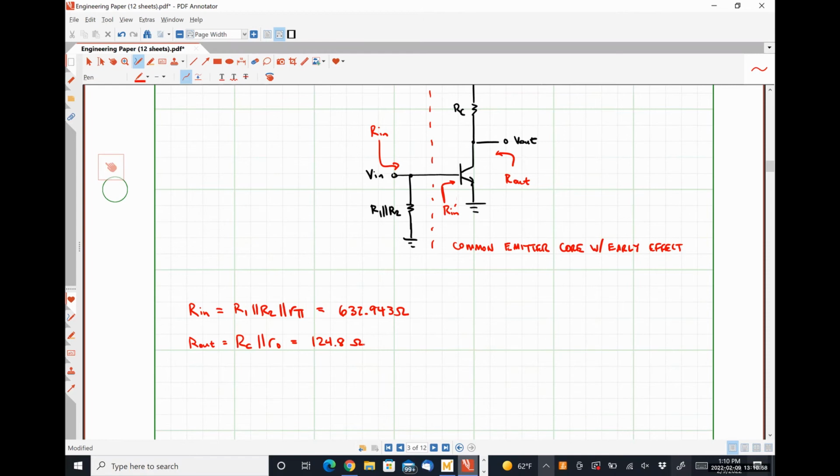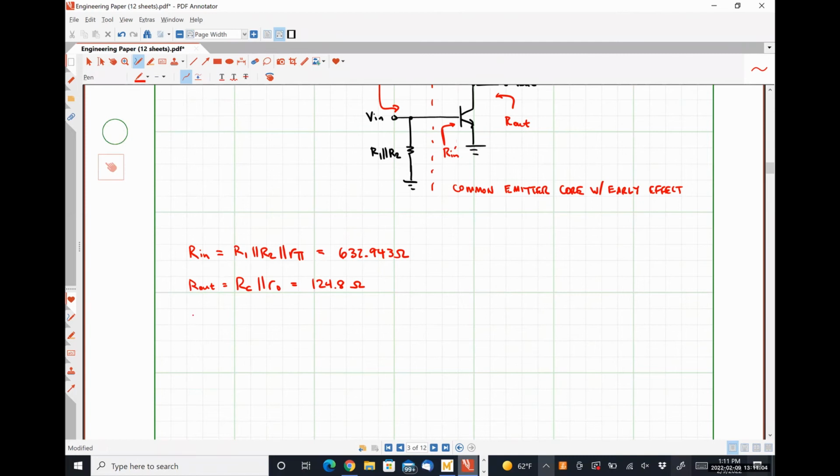Exactly right. Negative gm times the parallel combination of RC and R0, which comes out to be negative 16.8. And I always give my voltage gain units of volts per volt, but you don't have to if you don't.